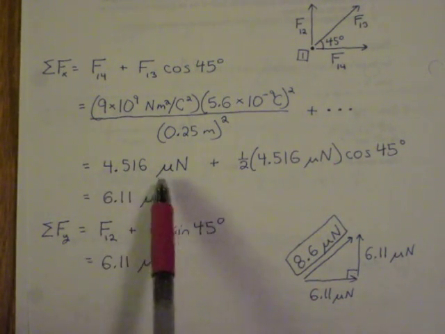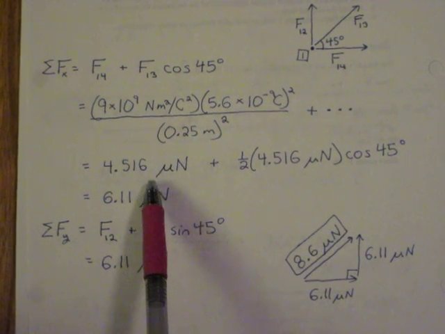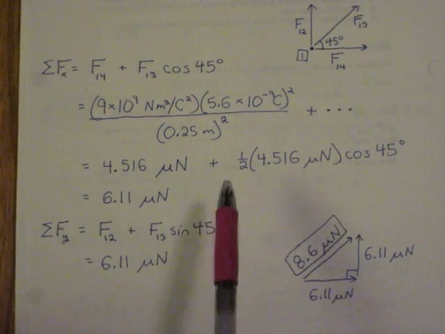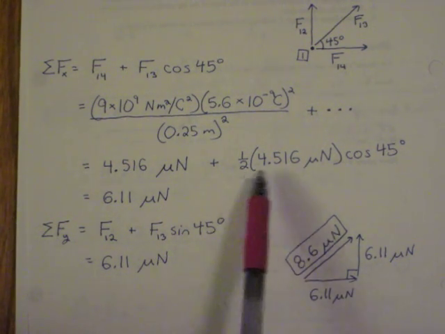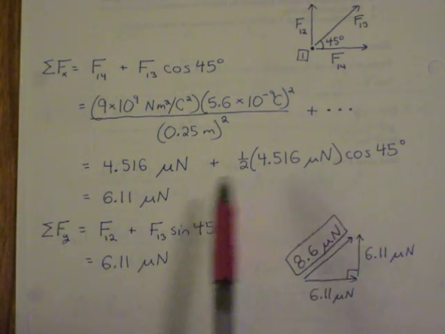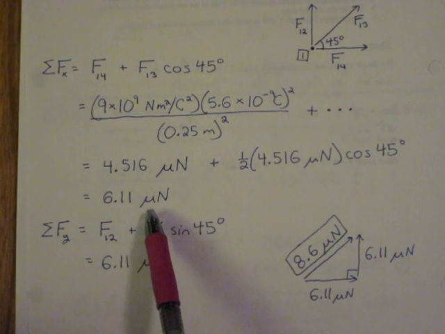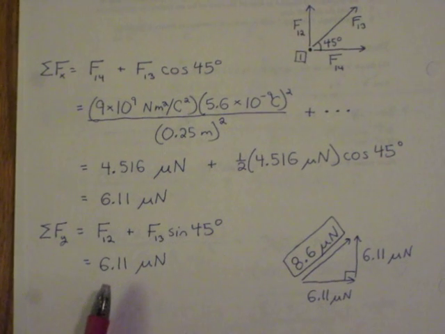Here I actually solve for these numbers. This component is the force F14, which is 4.516 micronewtons. Plus, and remember the force F13 is going to be half of that, times the cosine of 45 degrees. So you should get 6.11 micronewtons. When you do the y components, you should see that it comes out the same. The sum of the y components also gives 6.11 micronewtons.